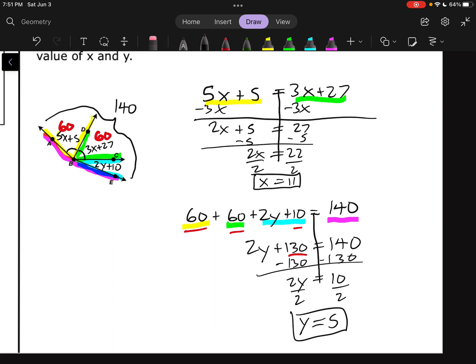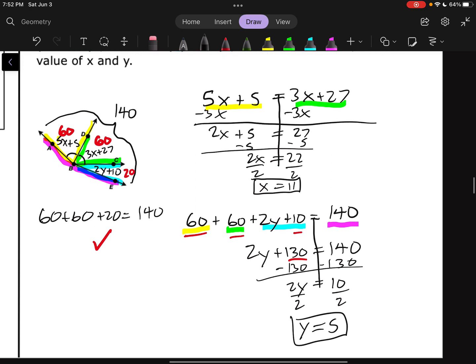Okay, now does that work? Let's just plug that back in. 2 times 5 is 10, plus 10 is 20. So does 60 plus 60 plus 20 equal 140? It does. So check. We did it. We solved for x and y. That was a tricky problem.